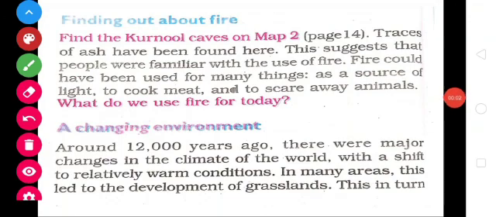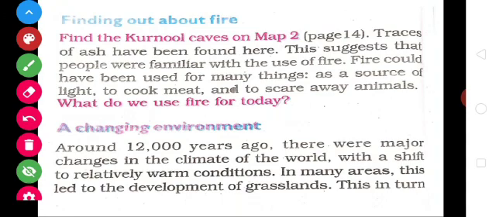Finding out about fire. Find the Kurnool caves on Map 2. Look at page number 14 in your book and find the Kurnool caves. It is in Andhra Pradesh. Traces of ash have been found here. This suggests that people were familiar with the use of fire. See, traces of ashes have been found in those Kurnool caves.